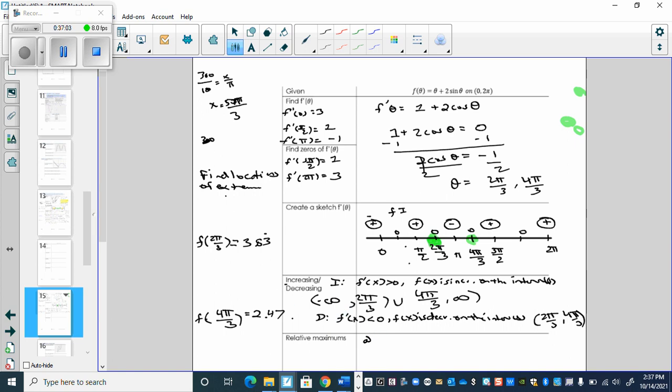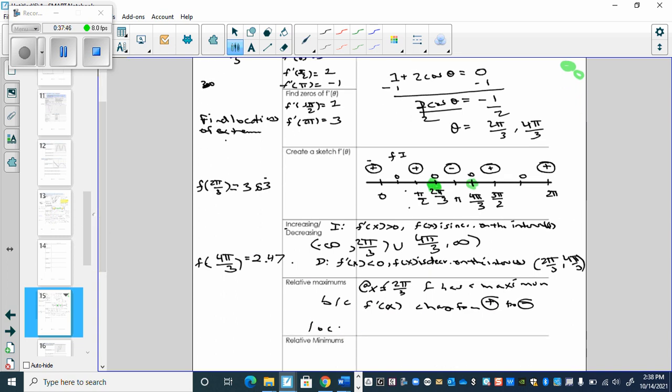So at x equals 2 pi over 3, f has a maximum because f prime of x, the y values for f prime of x, change from positive to negative. If I look, they change from positive to negative as they cross over the x-axis there. Location, it's 2 pi over 3, comma, 3.83.